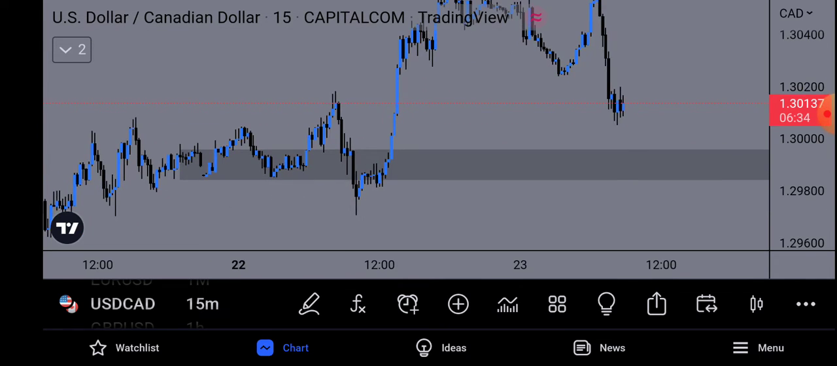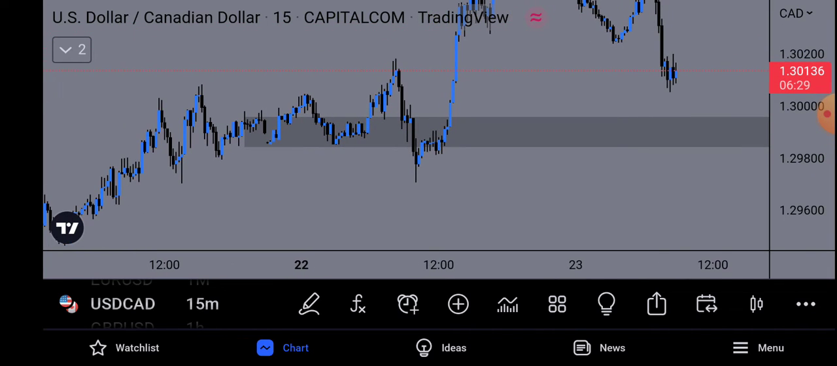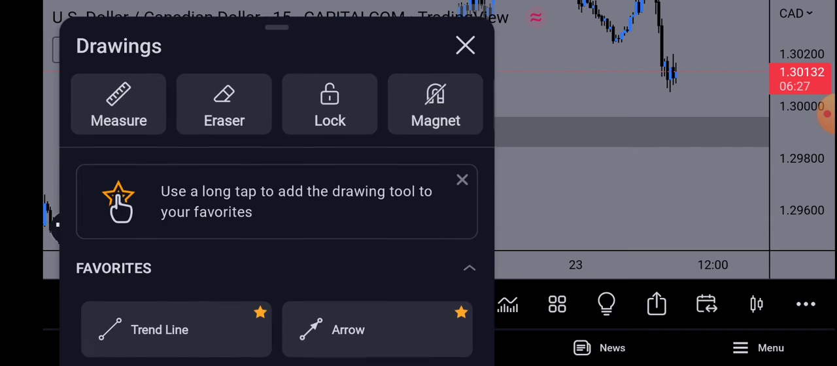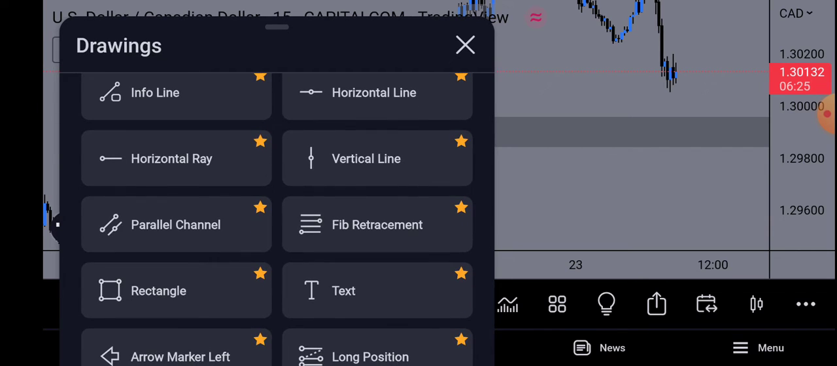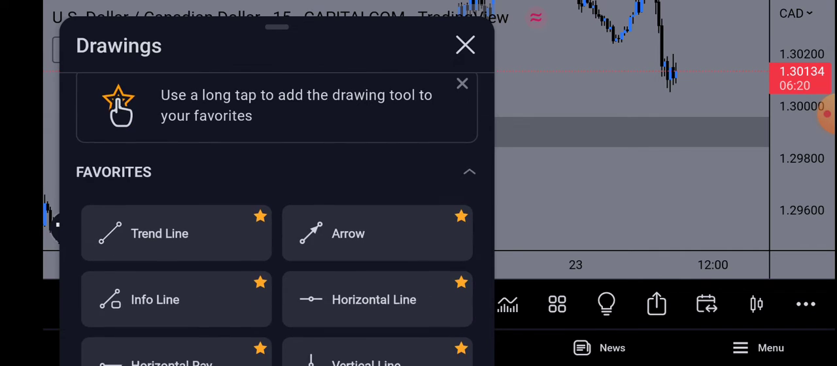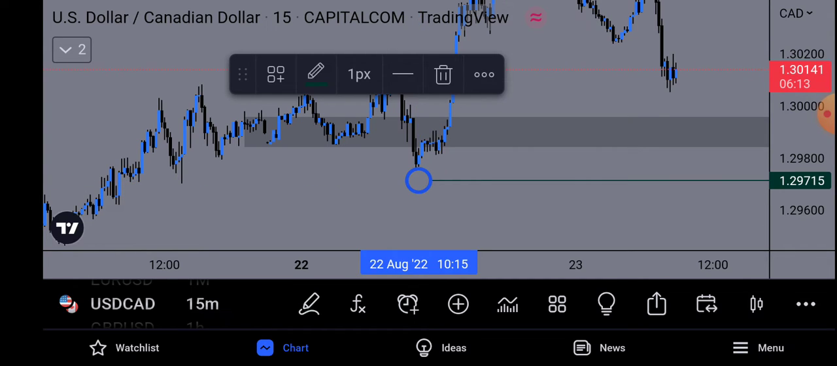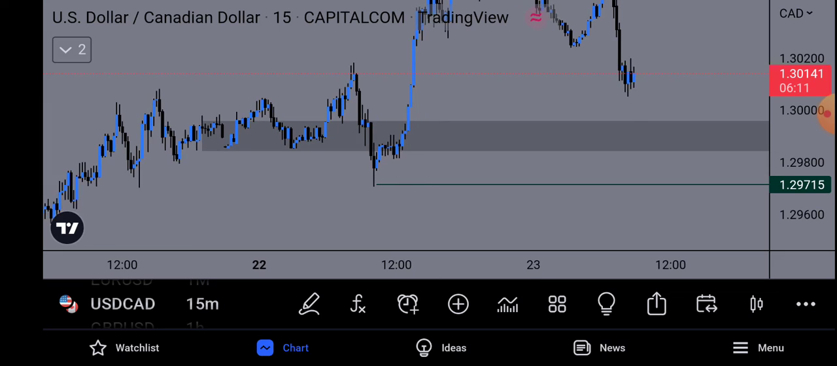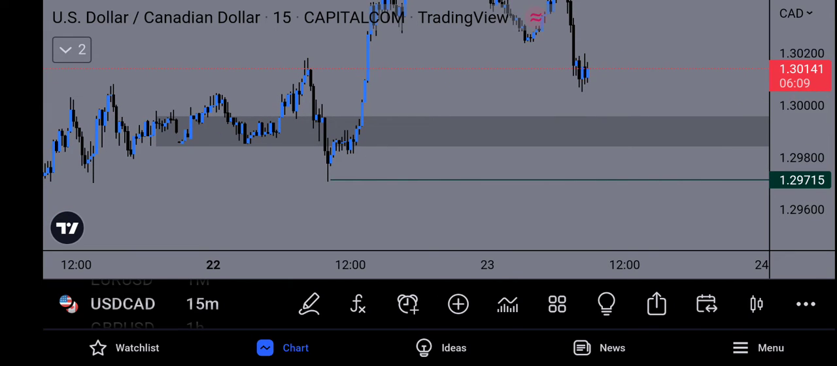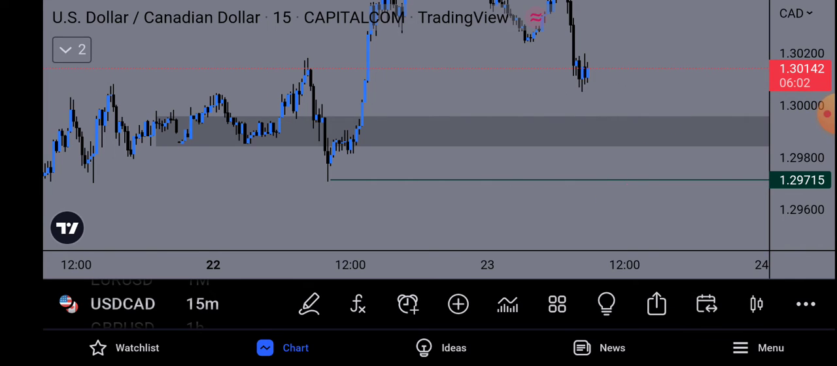So this is the 15 minutes time frame, right? This is that pullback price. And anything you're doing, have in mind that once price takes out this low, then you're not interested anymore. Let me show you guys the ray. Where's my horizontal ray? So here, once price takes out this low, you understand, this low 1.29715 or so, then you should be out, right? You're not buying again.